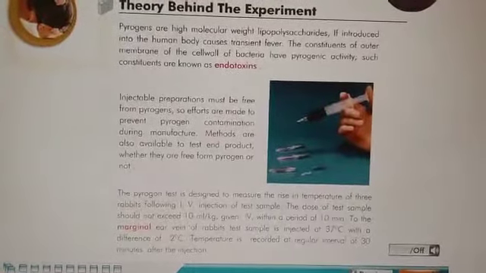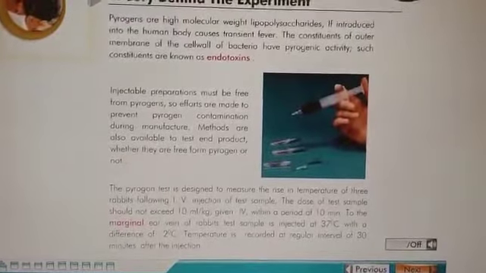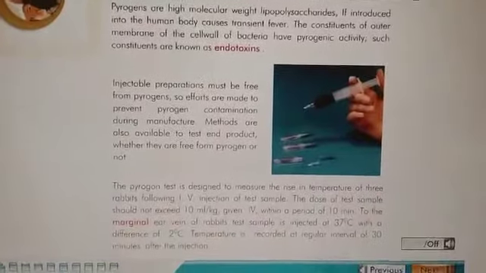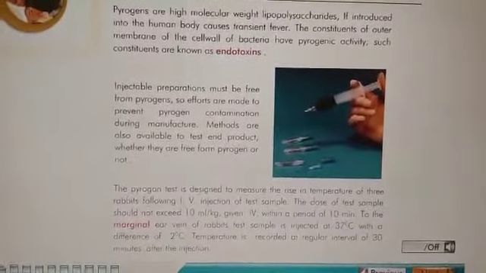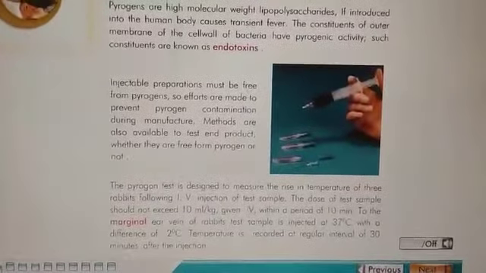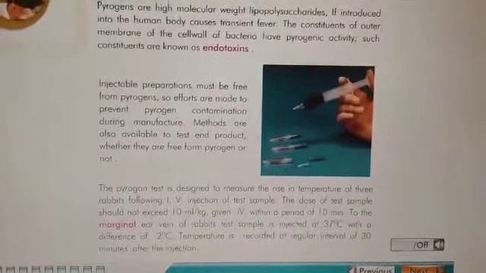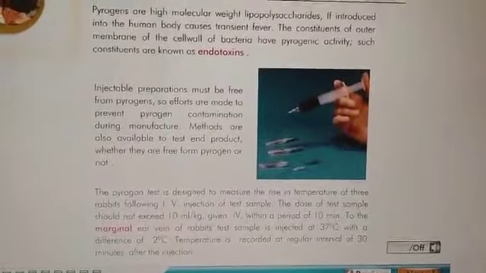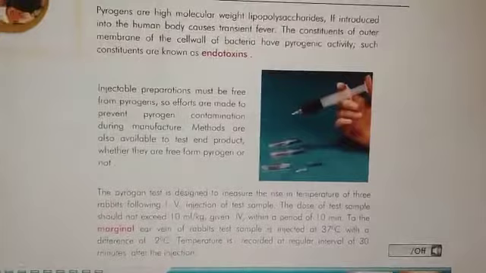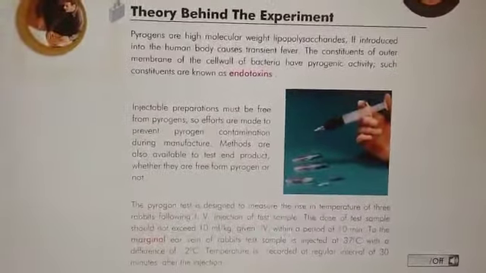The pyrogen test is designed to measure the rise in temperature of 3 rabbits following the intravenous injection of the test sample. The dose of test sample should not exceed 10 ml per kg, given intravenously within a period of 10 minutes. The test sample is injected into the marginal ear vein of the rabbits at 37 degrees Celsius, with a difference of 2 degrees Celsius. Temperature is recorded at regular intervals of 30 minutes after the injection.